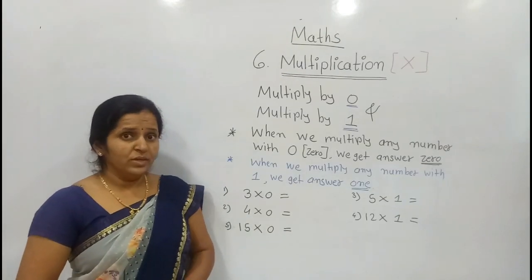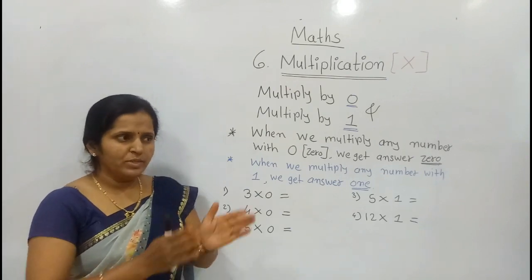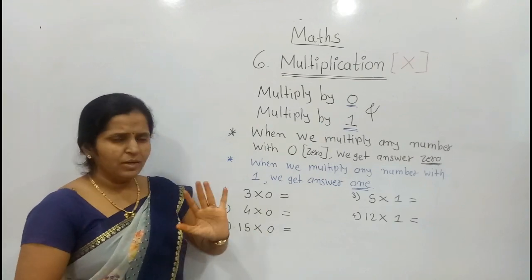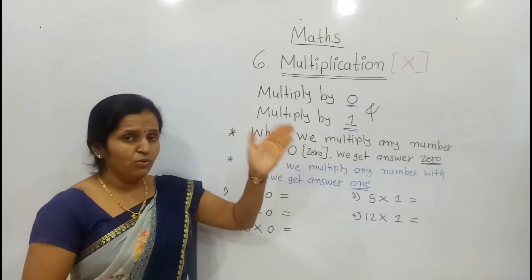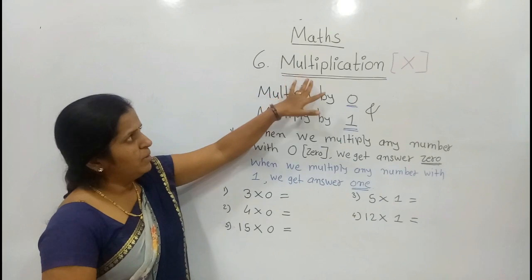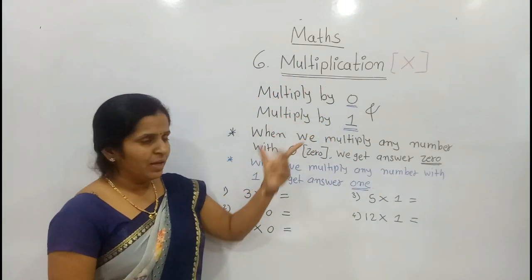Today we are going to learn the properties of multiplication. Till today we have learned the properties of subtraction and properties of addition. Means in those properties, sometimes we can change the order of the numbers. Sometimes we multiply with 0, multiply by 1. This time, the multiplication properties are multiply by 0 and multiply by 1.